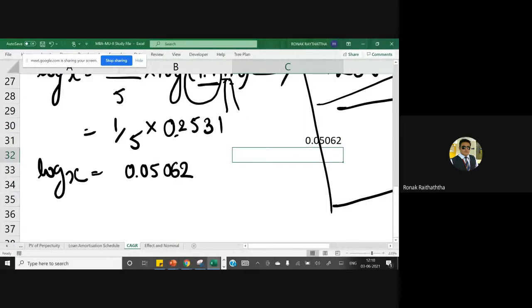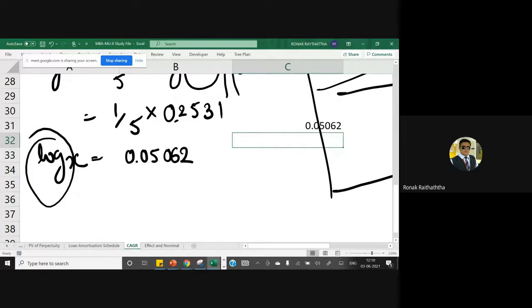और अगर ये वाले लॉग को बेटा तुम भूल जाओगे तो बड़ा पछताओगे. Taking the logarithm on the right hand side, x equals the anti-log of 0.05062.